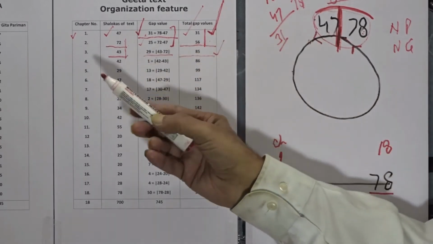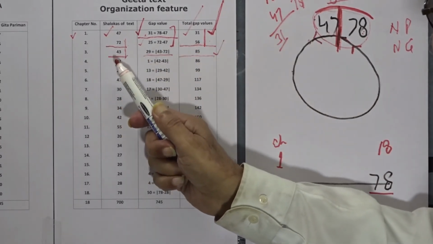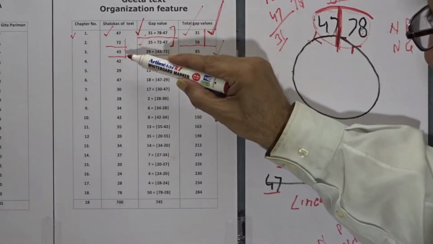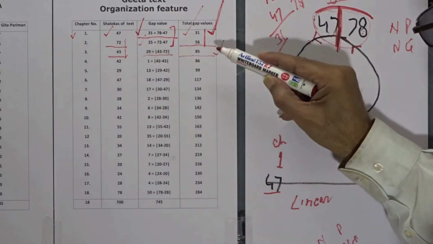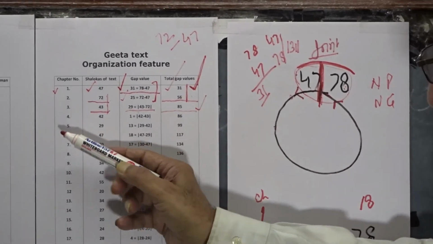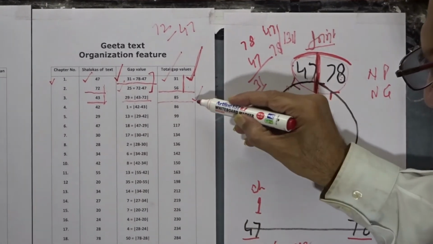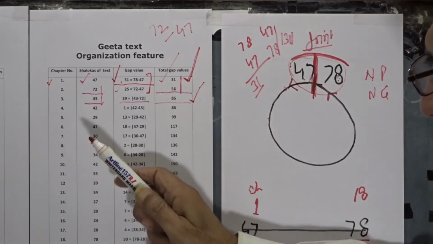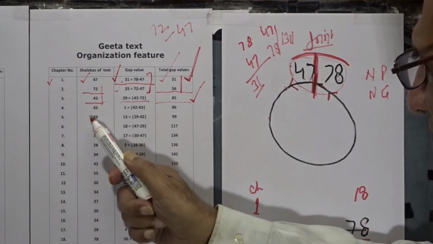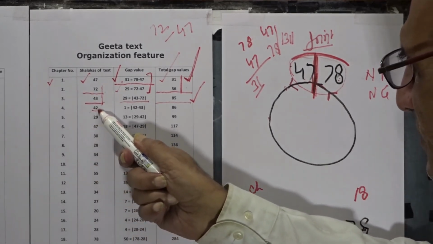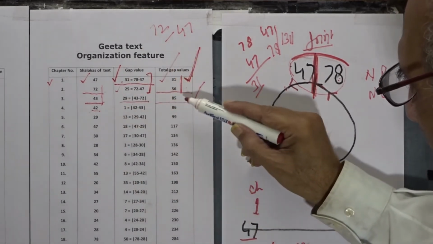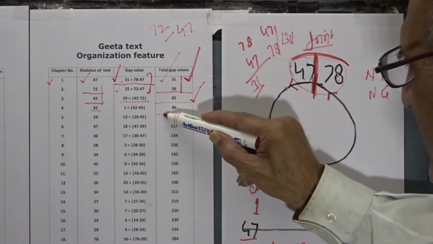At the next step, chapter 3 is of 43 shlokas range. The difference value of 72 and 43 is 29, and 29 plus 56 gives us 85. Therefore, up till chapter 3, our gap value comes to be 85. The fourth chapter of Srimad Bhagavad Gita is of 42 shlokas range. The difference value of 43 and 42 is 1. So 1 plus 85 gives us value 86.